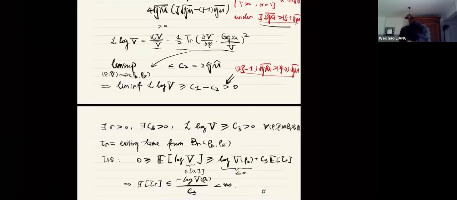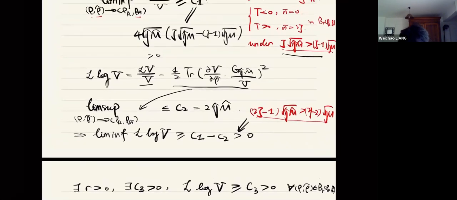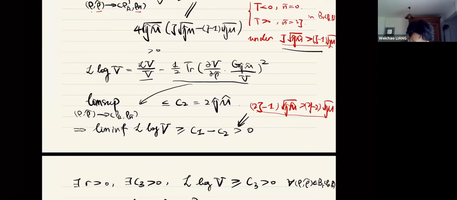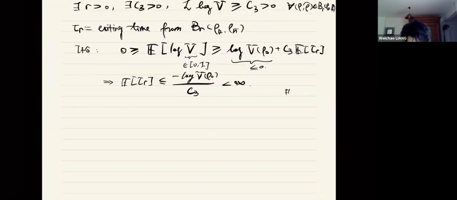And here we apply Ito's formula on the log. In fact, we cannot use it directly because there's a singularity when V equals 0, but it's no problem here because in the perfect case we can show that V cannot reach the singularity in finite time almost surely. So there's no problem to use Ito's formula here.